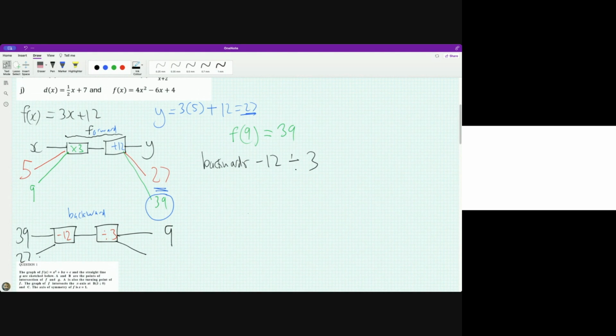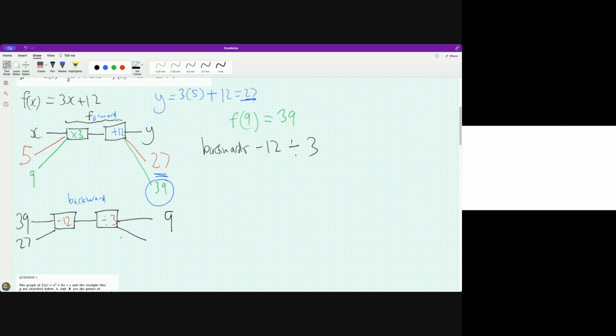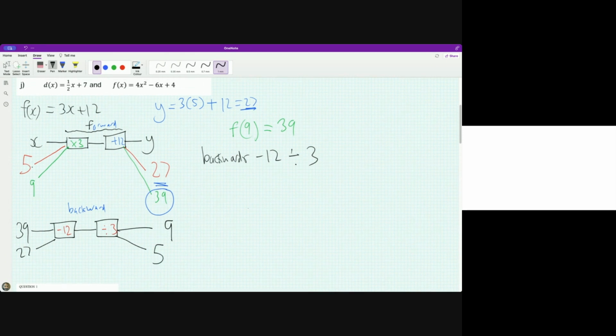Well, 27 take away 12 is going to be 15, and 15 divided by 3 is 5. Oh, but that also makes sense because look, 5 gave us 27. So what I've been trying to do here is show you something called the inverse function. What the inverse function does is it takes whatever you did originally with the function and just sends it back to where it started, or it undoes it.